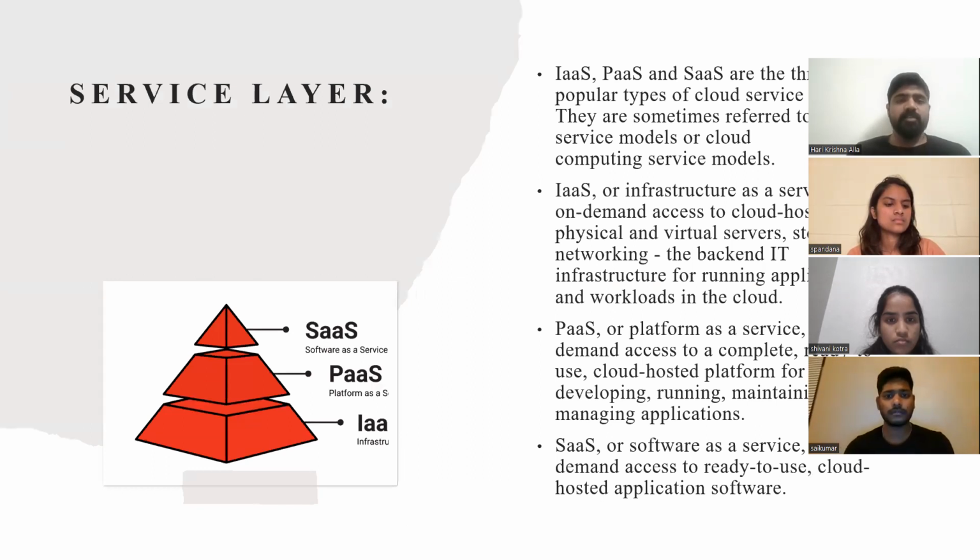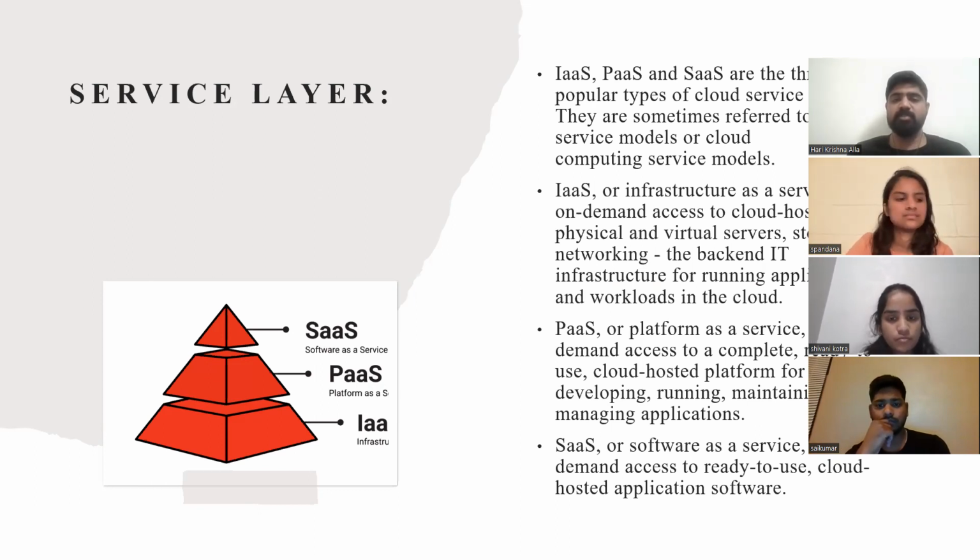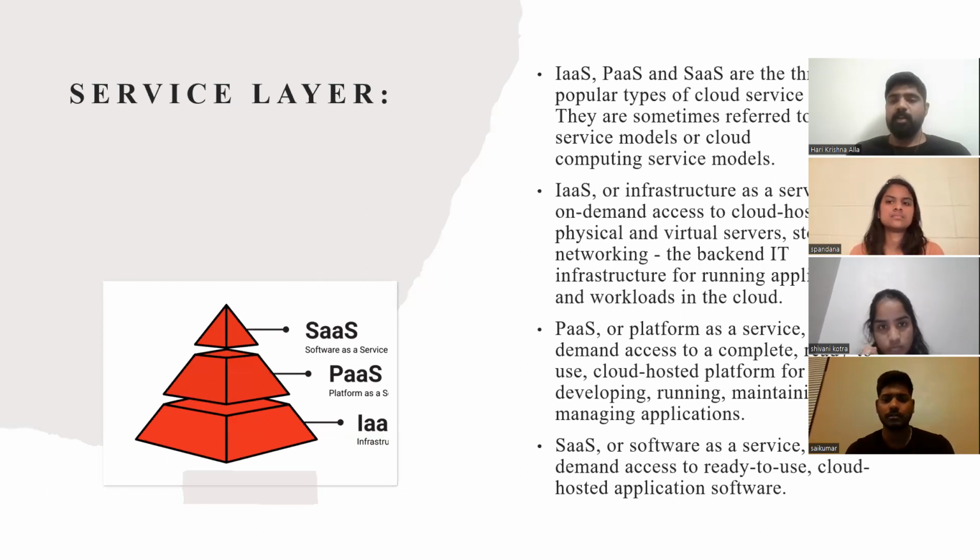Now, let's delve into the service layer where cloud computing truly shines with its diverse range of offerings. Infrastructure as a Service, also known as IaaS, grants users on-demand access to fundamental computing resources such as virtual servers, storage, and networking components, allowing them to build and deploy their applications without the hassle of managing physical hardware. And next, Platform as a Service. This takes things a step further by providing users with a fully managed platform for developing, testing, and deploying applications, complete with middleware, development tools, and runtime environments.